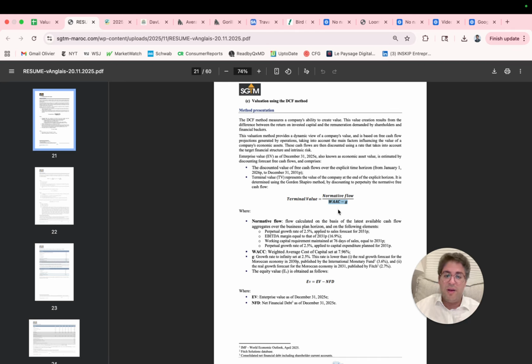On the other hand, what about if you decrease this one? If you decrease it, the difference is higher, means the ratio is lower. So what they did for SGTM is they chose 2.5% instead of 2%. So they wanted to increase G to lower this difference, to have a lower denominator, and then to have a higher terminal value. And you can see that.